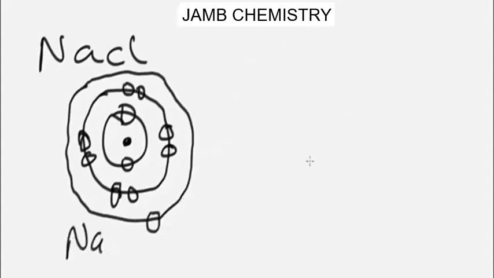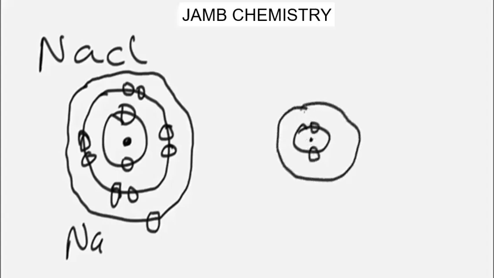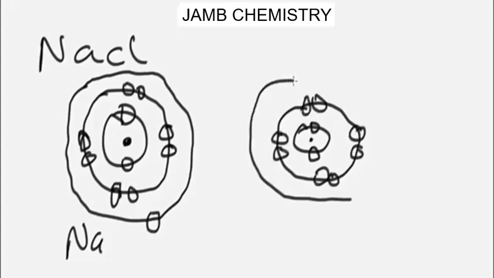Whereas this will be our chlorine atom. Let's draw the atomic structure. This is the first shell. This is the second shell. And this will be the third shell.